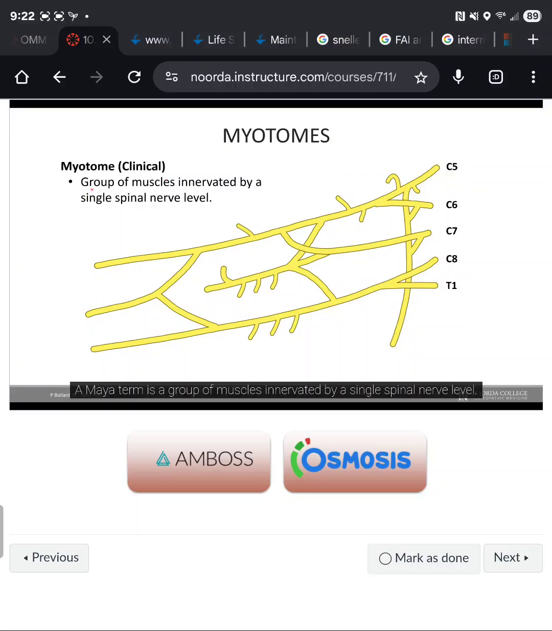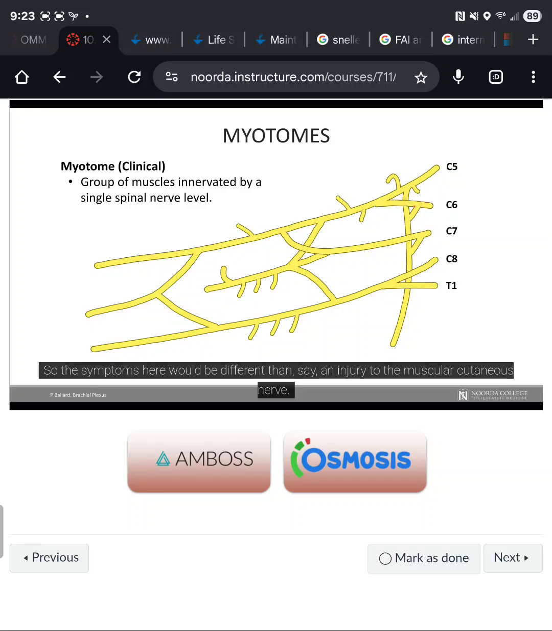A myotome is a group of muscles innervated by a single spinal nerve level. So some of the levels we're seeing here are C5, C6, C7, all the way to T1. So if one of these was injured, say the C6 ventral ramus here, this root of the brachial plexus, that's going to affect a certain amount of muscles that are receiving those somatic motor neurons that run through that ventral ramus. So the symptoms here would be different than, say, an injury to the musculocutaneous nerve.